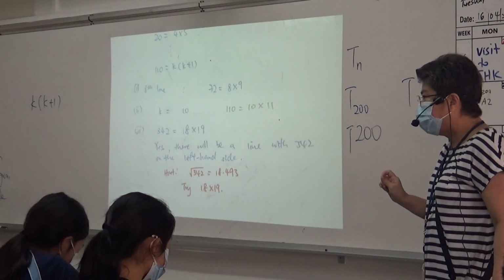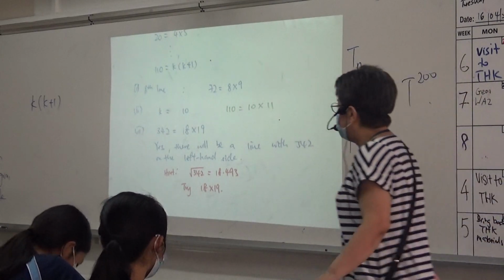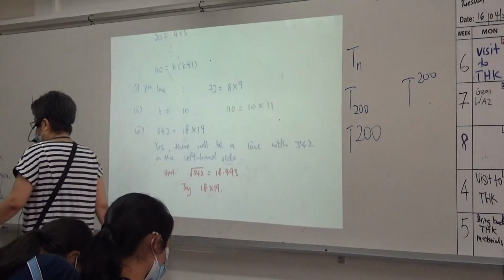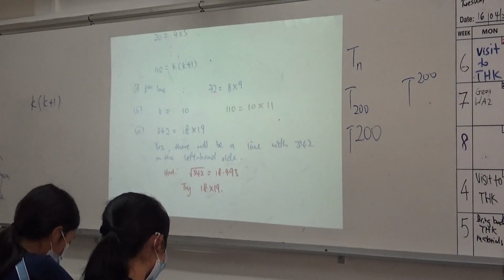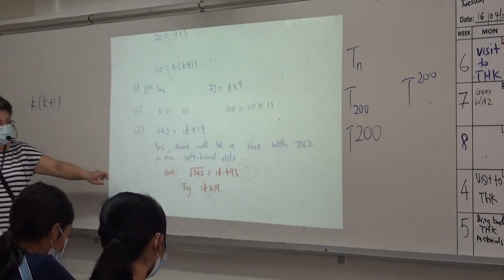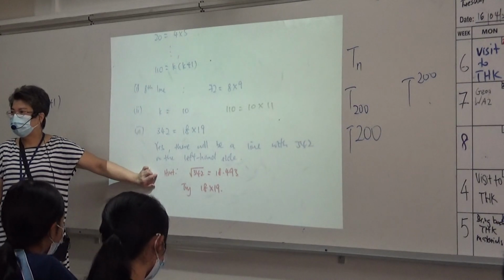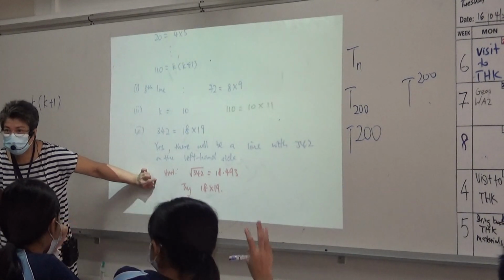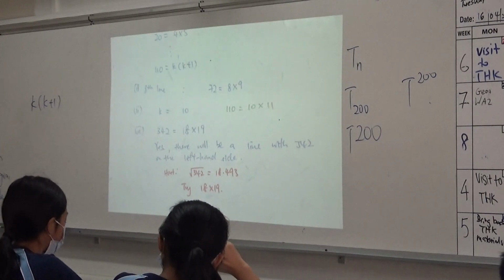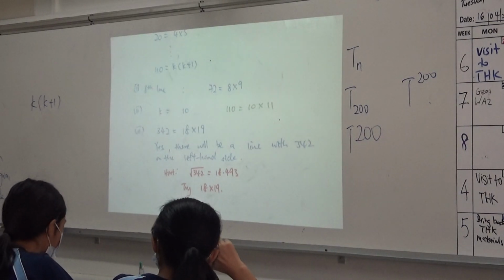Everybody clear? Okay, so that is question number 2. How many of you can do question number 2, but you didn't think about this hint? So are you clear now? Okay, good. Question number 3. This is a very long one.